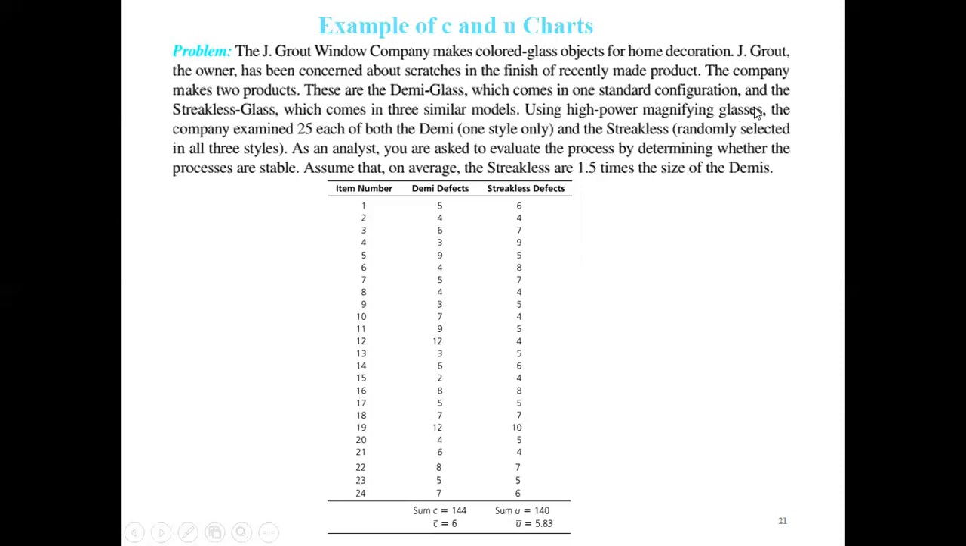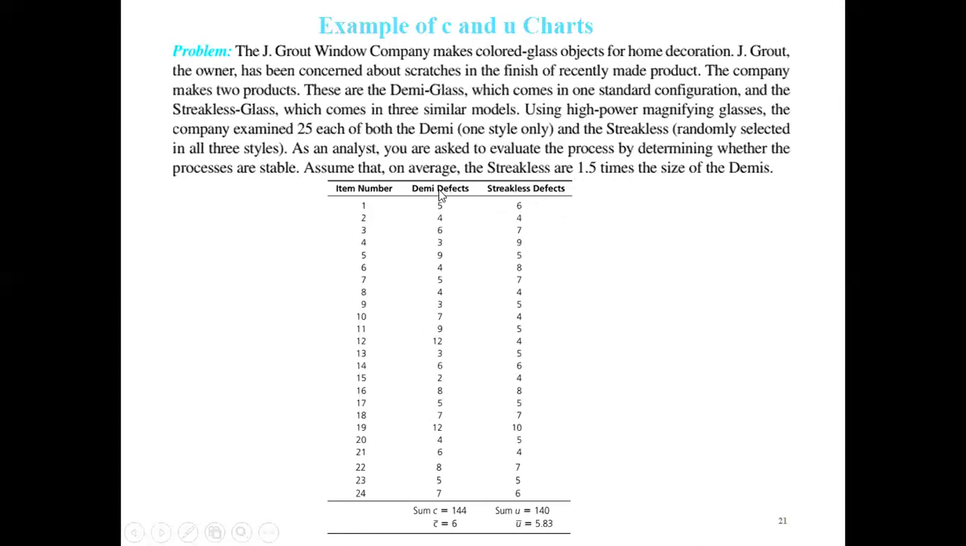Using high power magnifying glasses, the company examined 25 each of both the demi and the streakless glasses. As an analyst, you are asked to evaluate the process by determining whether the processes are stable. Assume that on average the streakless are 1.5 times the size of the demi. So that's the number of demi defects and streakless defects.